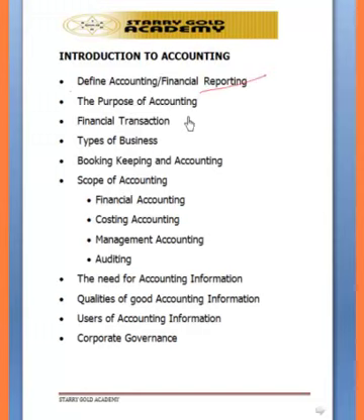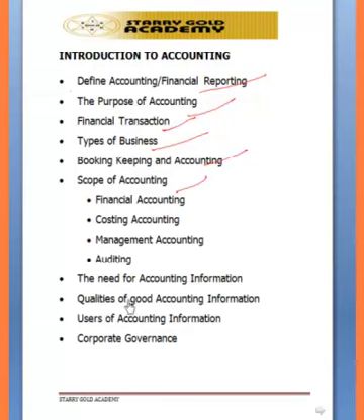You should also be able to look at the purpose of accounting, to state the purpose of financial reporting or accounting. We also look in the course at the meaning of the term financial transaction. We look at types of business. We look at bookkeeping and accounting. We look at the scope of accounting, which few of it will be financial accounting, cost accounting, management accounting, auditing. Then the need for accounting information.